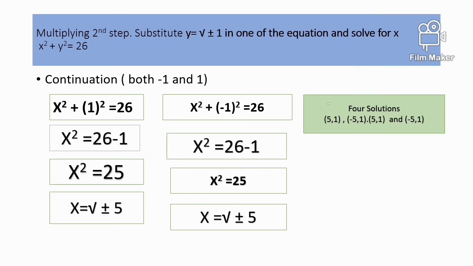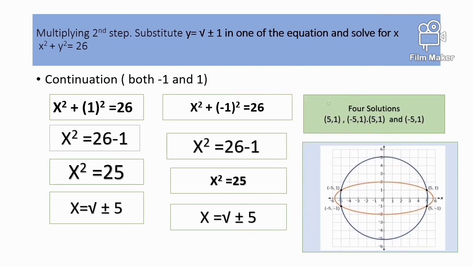So what will be our figure or drawing for this equation? So we will draw an ellipse through the points (negative 5, 1), (negative 5, negative 1), (5, 1), and (5, negative 1). Then at the same time, we will draw a circle x squared plus y squared equals 26. So this will be our figure in this problem.